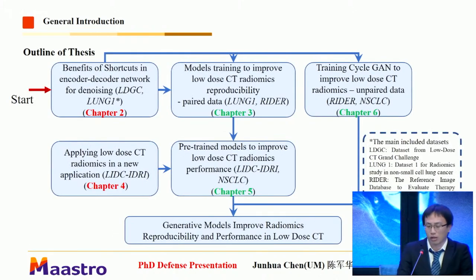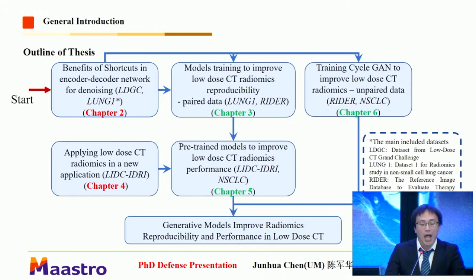The outline of this thesis is shown as follows. As parametric methods for denoising, training data are needed for establishing generative models. Due to the lack of paired low-dose and high-dose CT datasets, generative models were trained based on simulated paired data or real unpaired data in this thesis. The trained models were applied to low-dose CTs to show the improvement of radiomics reproducibility and performance on multiple applications. The first part of the content of this thesis will be discussed in chapters 3, 5, 6.